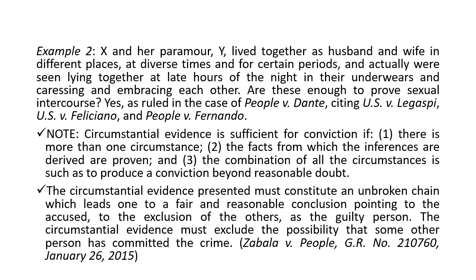Also, the circumstantial evidence presented must constitute an unbroken chain which leads one to a fair and reasonable conclusion pointing to the accused, to the exclusion of the others as the guilty person. The circumstantial evidence must exclude the possibility that some other person has committed the crime. Again, as shown in examples number 1 and 2, the combination of all these circumstantial evidence constituted an unbroken chain that led us, you and me, both having reasonable minds, to the conclusion that no other person could be guilty of this crime but the two accused, the offender and her paramour.